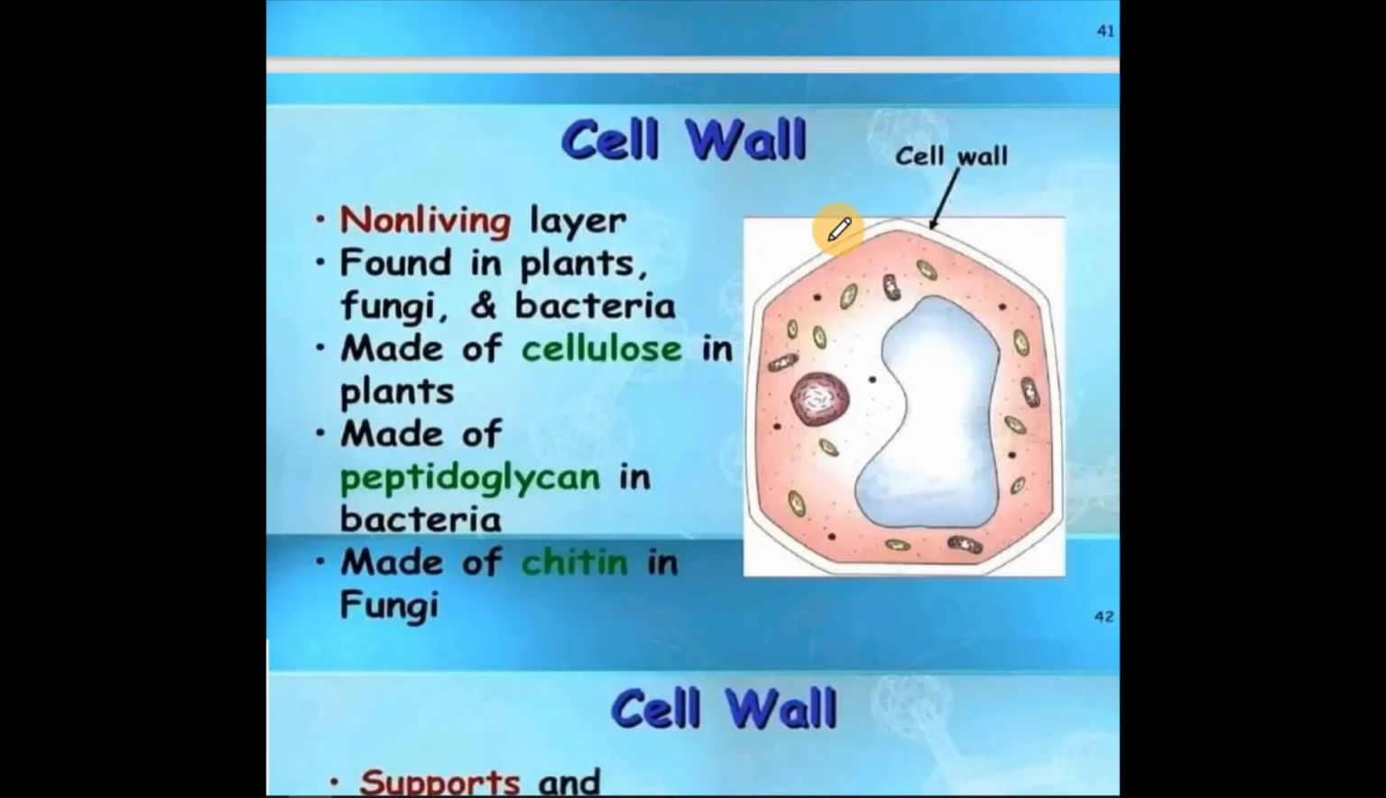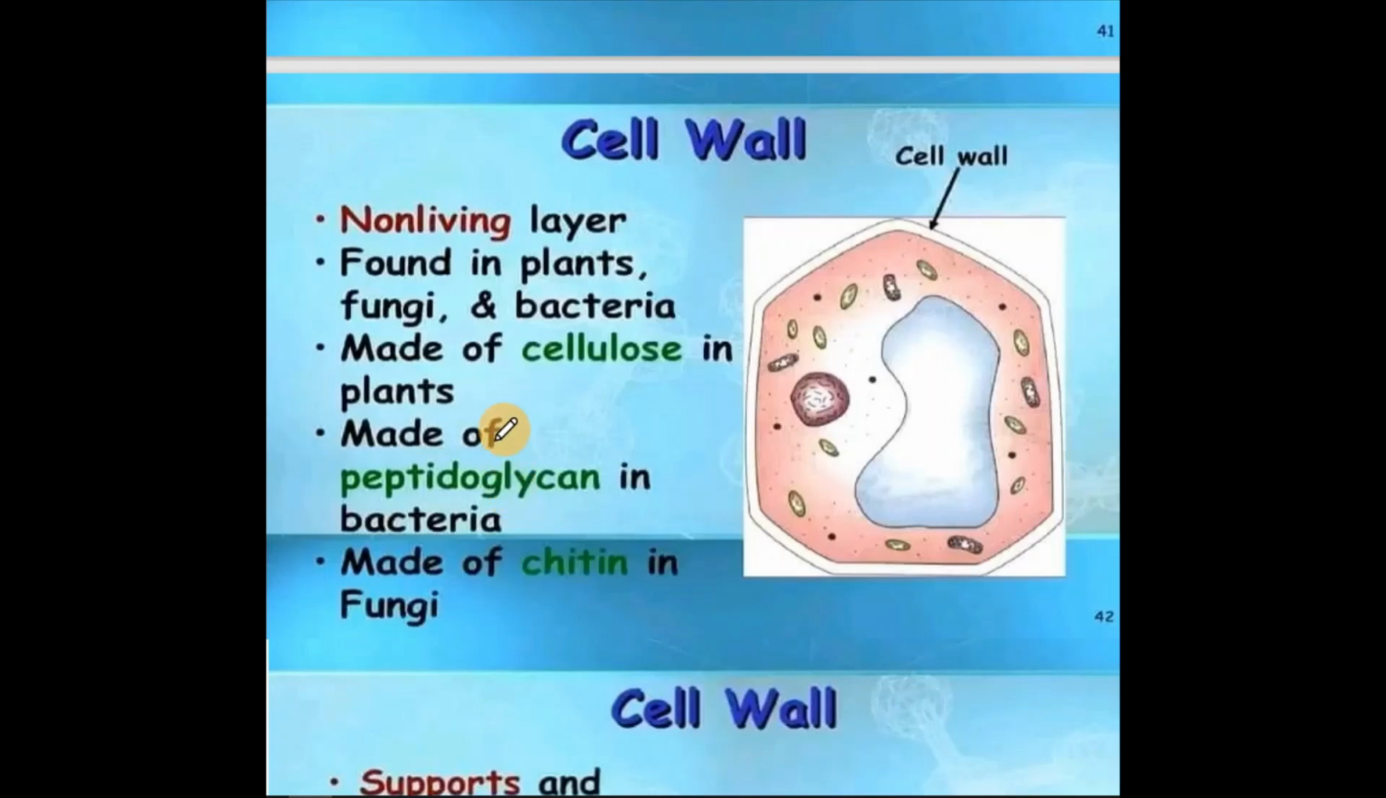Let's look at the cell wall of a cell. The cell wall, we say, is a non-living layer found in plants, not in plants alone. It is also found in bacteria and also fungi. It is basically made of cellulose in plants, peptidoglycan in bacteria, and chitin in fungi. All these three molecules are polysaccharides, which give more rigidity to the cells.